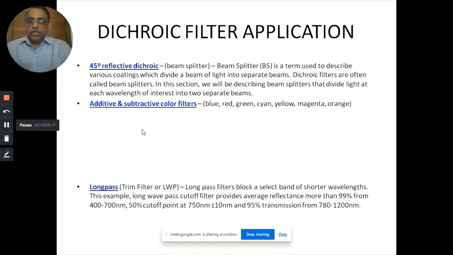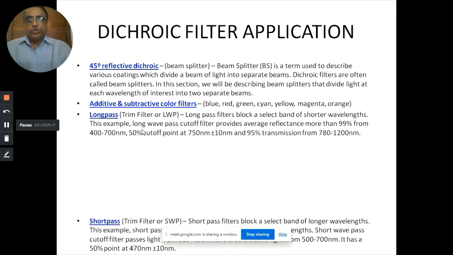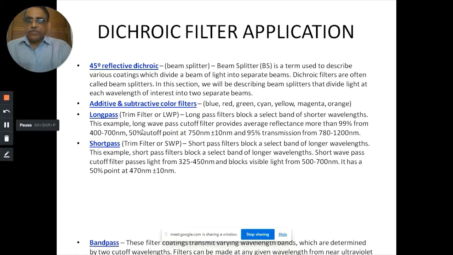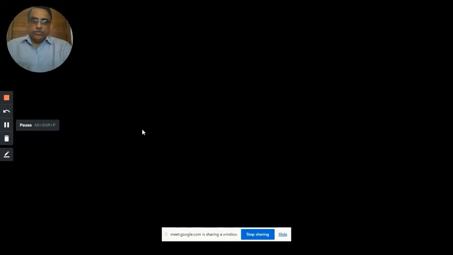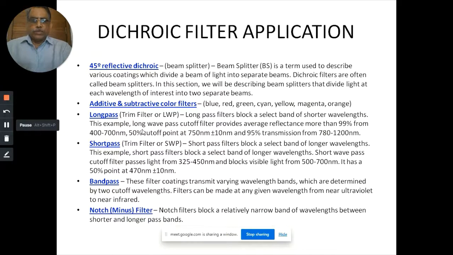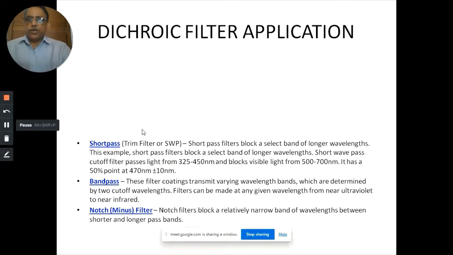And you can make it work like a trimming action, like a long pass filter. You can also use it like a short pass filter if you want. It all depends on what wavelength you want to select. And you can also think of using it as a band pass filter. So the dichroic is something interesting: separation of two colors, that's the logic behind it. Sometimes you can also use it like a notch filter, for example in Raman spectroscopy. You can use this as a notch filter also. It's a minus filter. This is the way these dichroic filters find application in the real world.